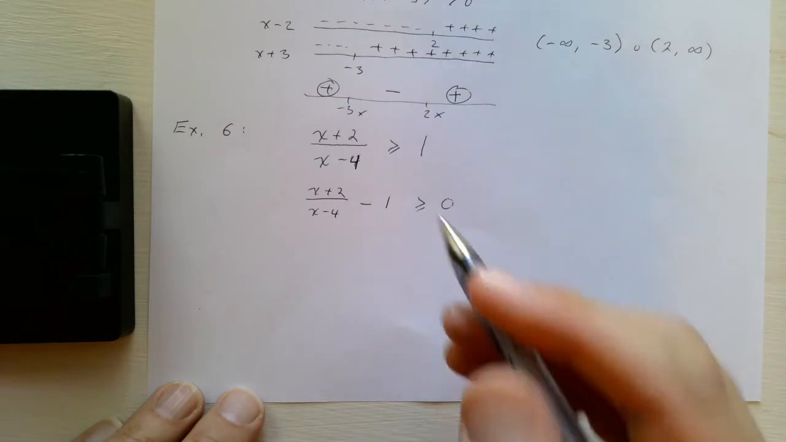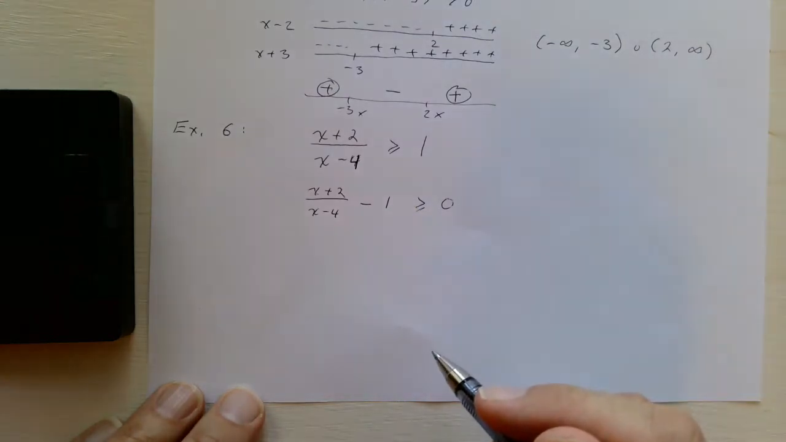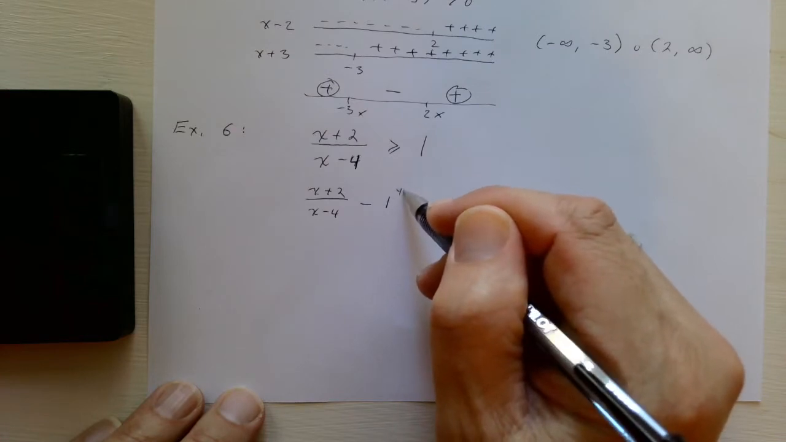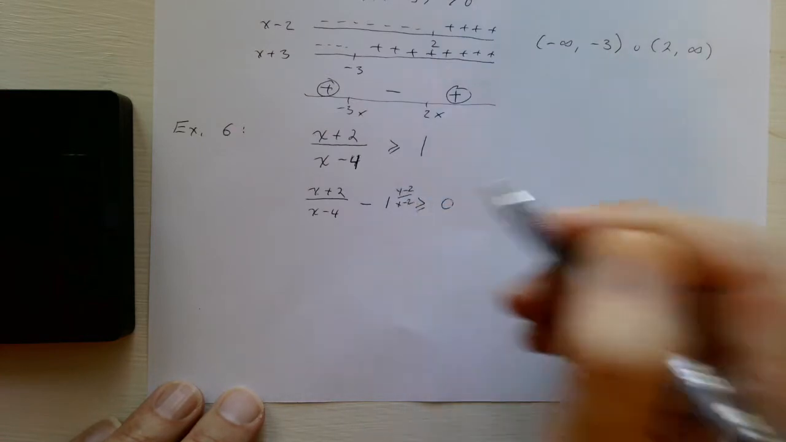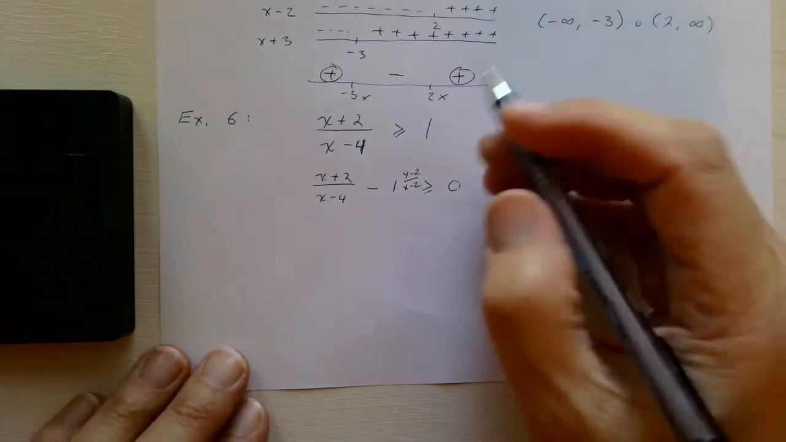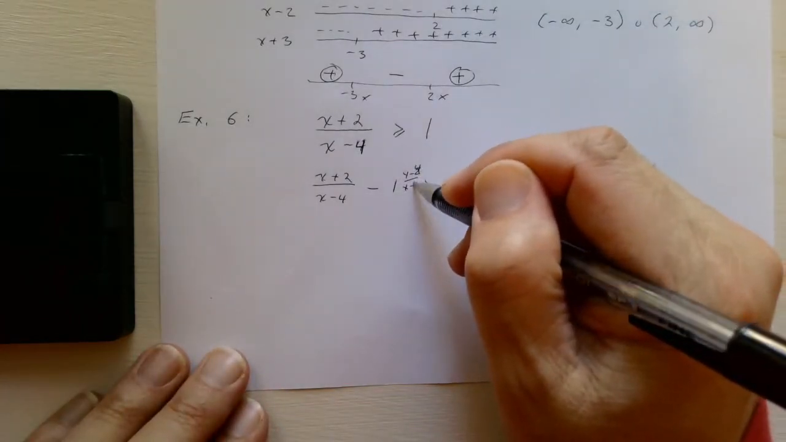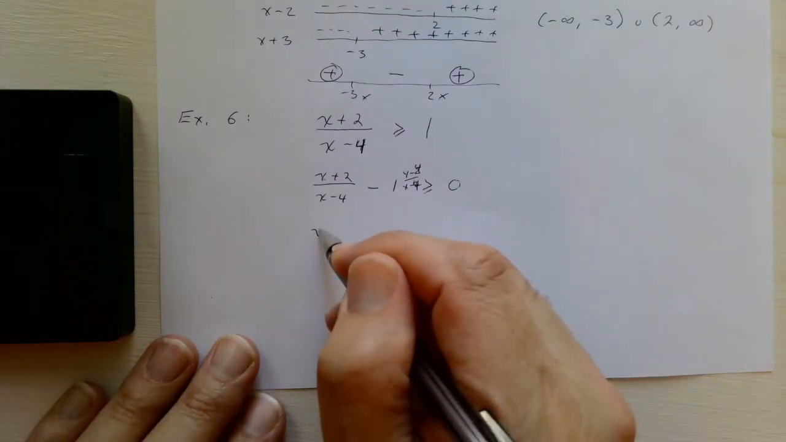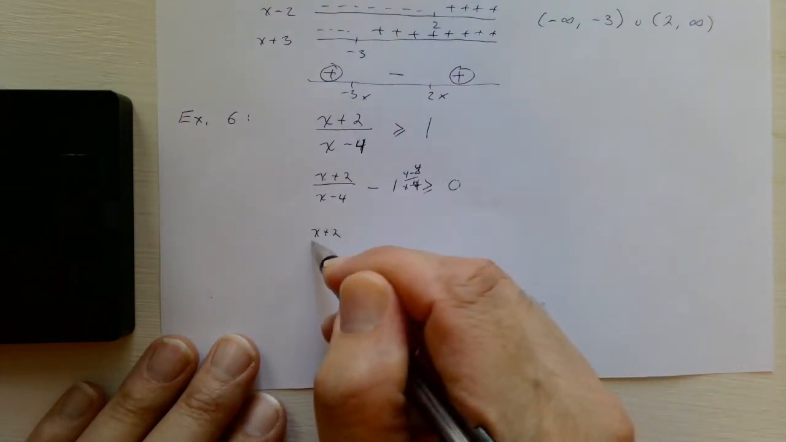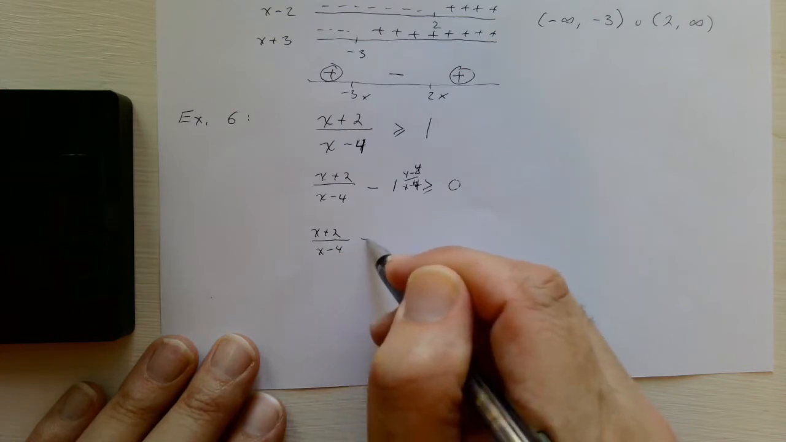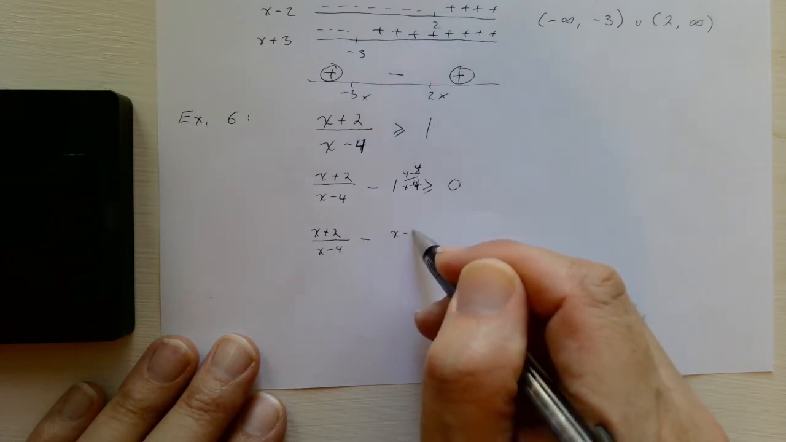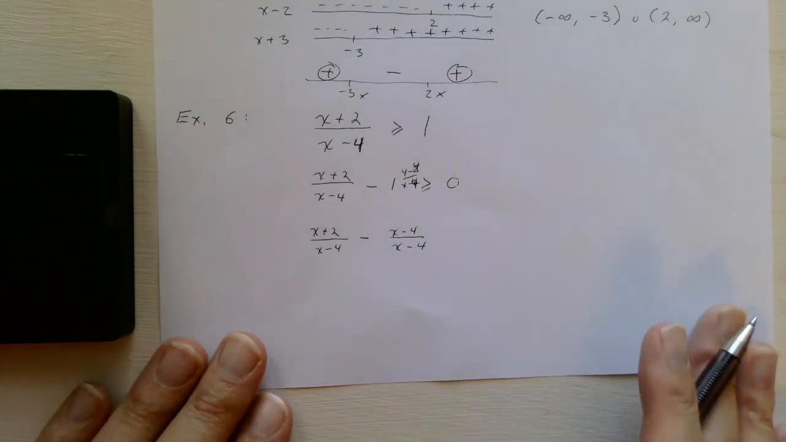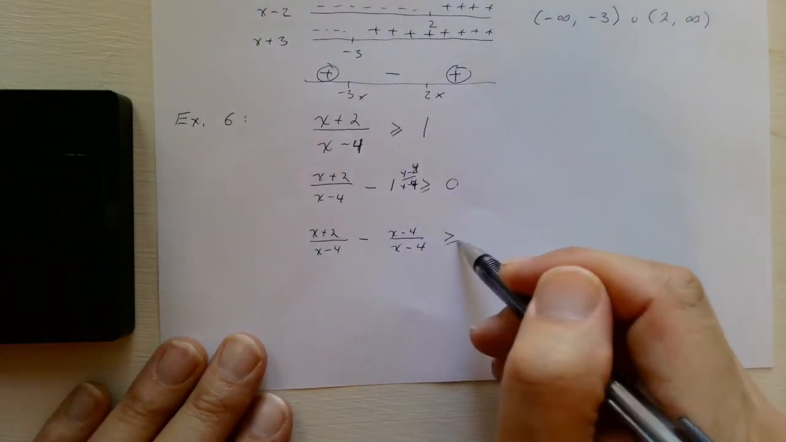And how do we do that? We do the thing with the common denominator, right? So we can take 1 and multiply it by x minus 4 over x minus 4. Oh, I'm sorry, we don't want x minus 2, we want x minus 4. So this will become x plus 2 over x minus 4 minus x minus 4 over x minus 4, to be greater than or equal to 0.